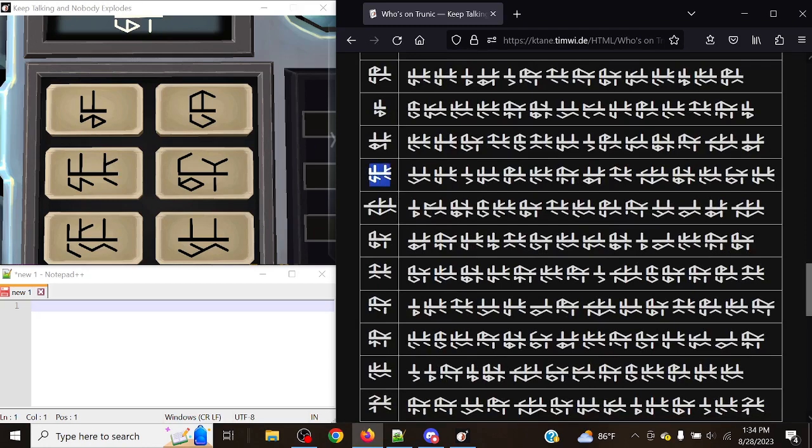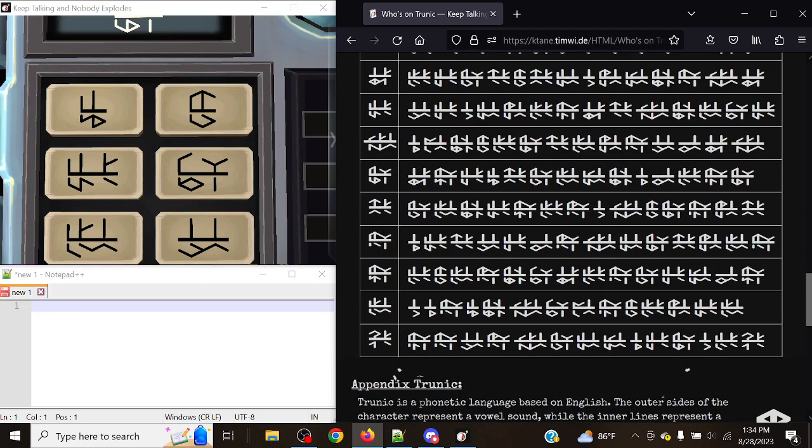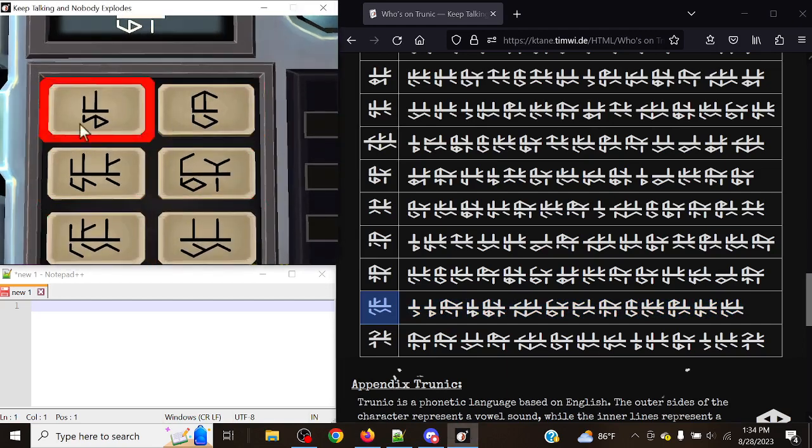Not quite U. I believe it's this one. Yes, this looks correct here. It looks like it matches the exact same thing. So now, what we need to do is go through this stuff in reading order, from left to right, and find the first one that occurs on one of the other buttons in this case.